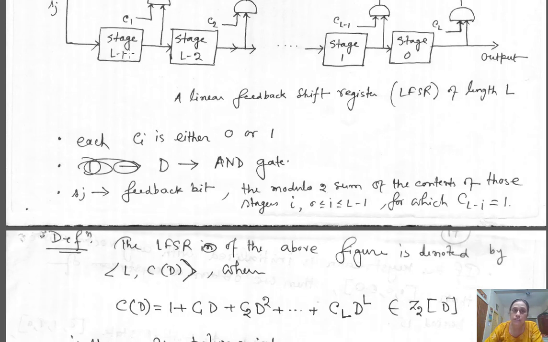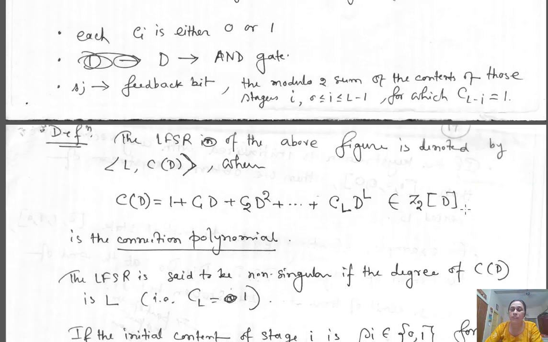Okay, so if it is stage L minus 1, it is C1. Stage L minus 2, it is C2. Stage 0, this is CL. So the connection polynomial is 1 plus C1 D plus C2 D square up to CL D to the power L, like that. So this is an element of Z2[D].